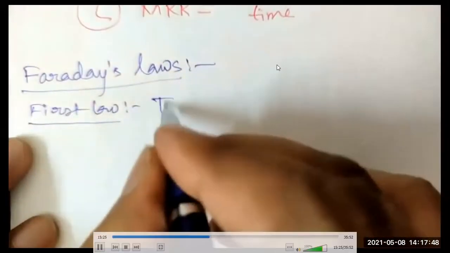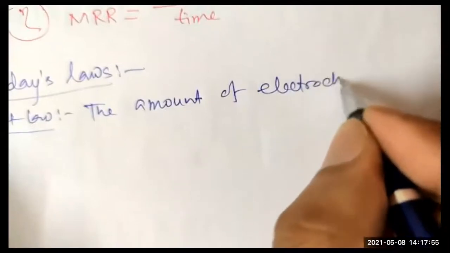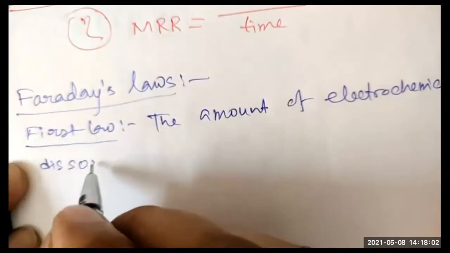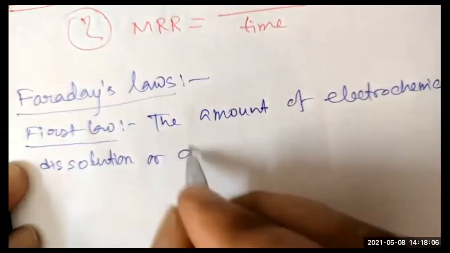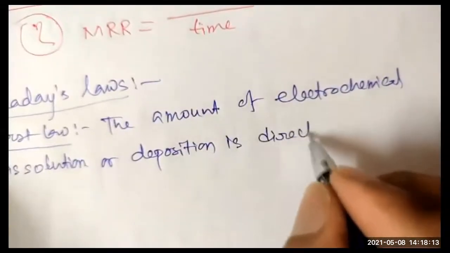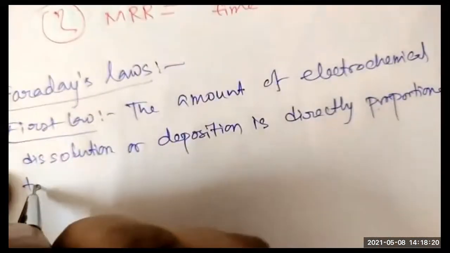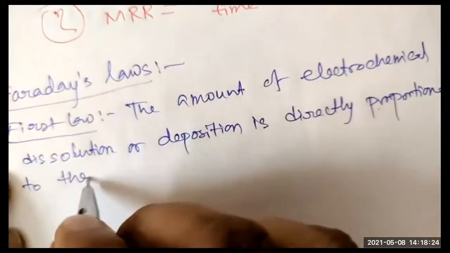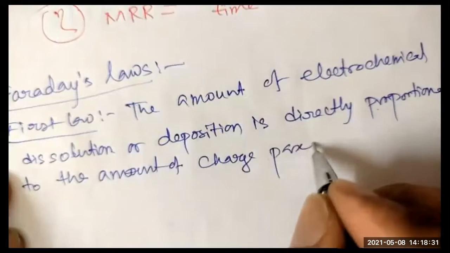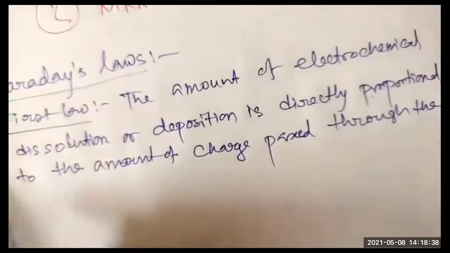So the first law states that the amount of electrochemical dissolution or deposition is directly proportional to the amount of charge passed through the electrochemical cell.